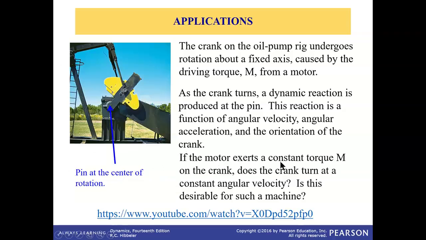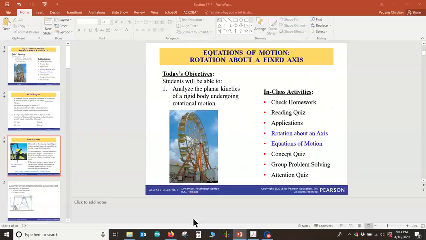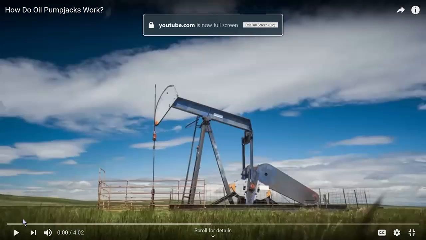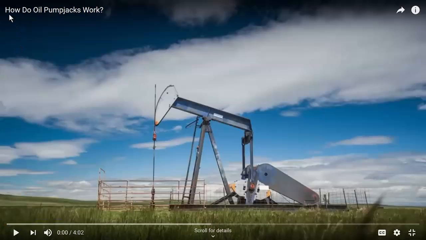If the motor exerts a constant torque M on the crank, does the crank turn at constant angular velocity? What do you think? If the motor torque is constant, will the angular velocity be constant? And is it desirable for such a machine? In order to answer such questions, you should have some understanding of how the oil pump rig works. That's why I have this YouTube video link in the slide. I'm not going to play this 4-minute video, just the first few seconds, and then you can watch it. The title of the video is How Do Oil Pump Jacks Work?